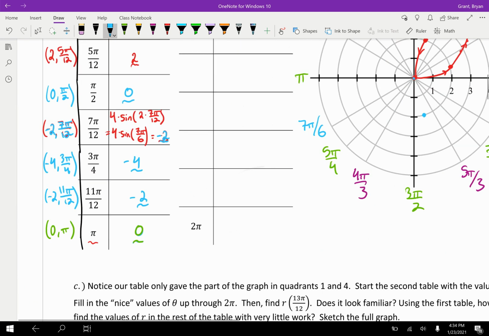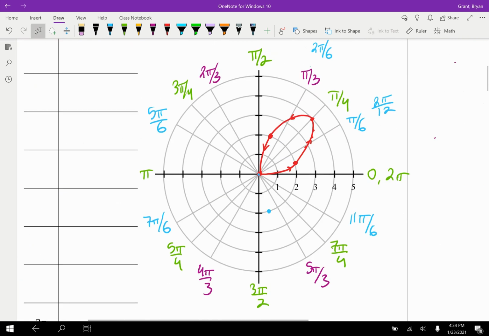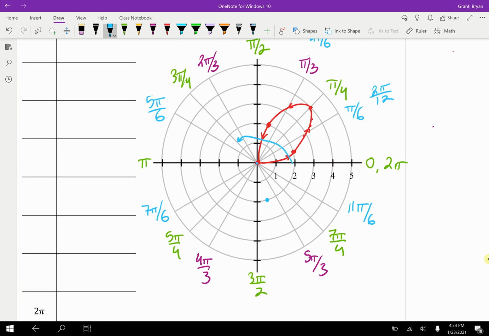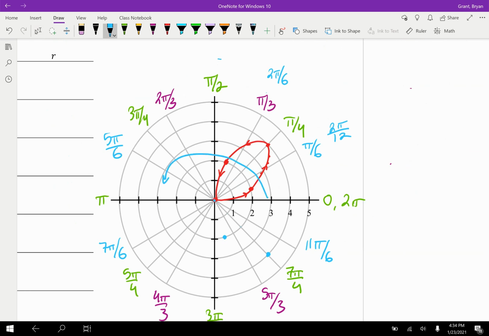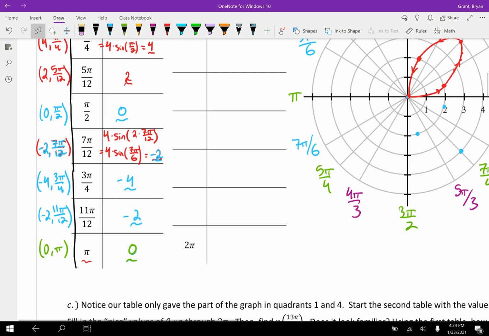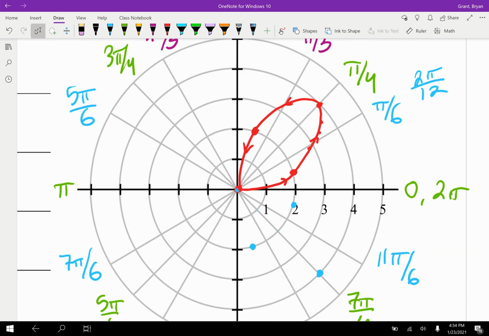Okay, what comes next? 3 pi over 4 comma negative 4. Well, here's 3 pi over 4, but negative 4 will bring us out towards 7 pi over 4 and give us this point. And then we have our next pi over 12, which is 11 pi over 12 out here, but then we have to move a negative direction of 2 towards our other. This will be 23 pi over 12. And then we are finally back to the origin at 0.